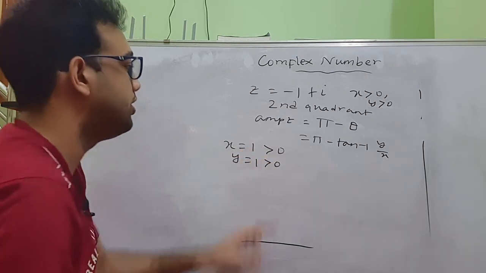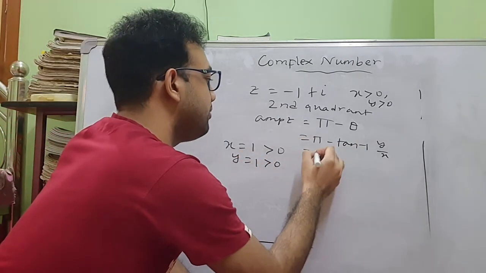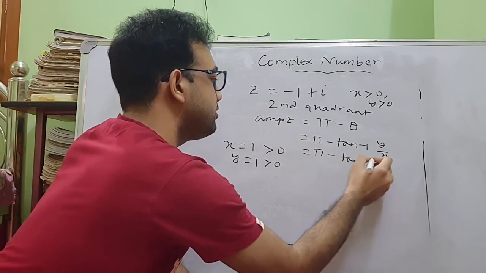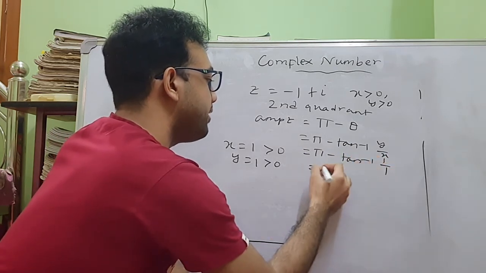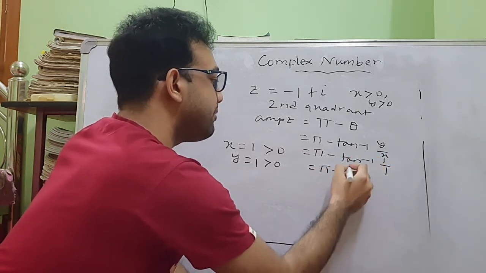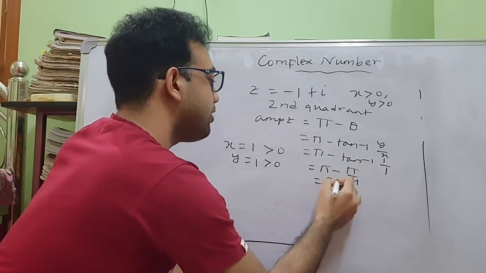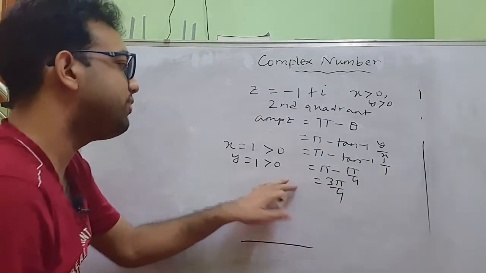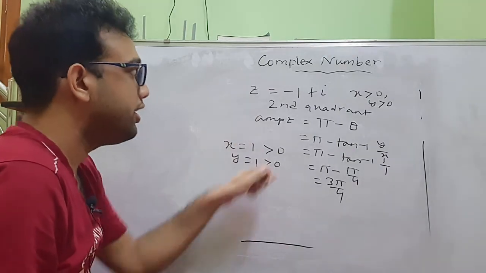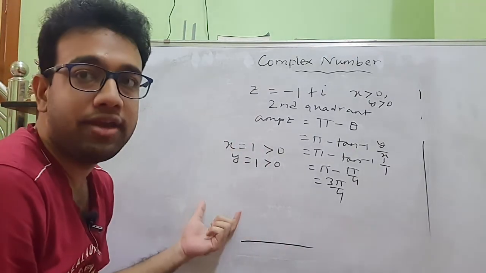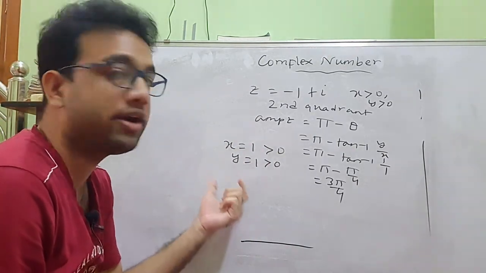then our angle will be pi minus tan inverse 1 by 1. Pi minus tan inverse 1 means pi minus pi by 4, that means our principal amplitude will be 3 pi by 4. So in this way you can calculate the principal amplitude of complex numbers.